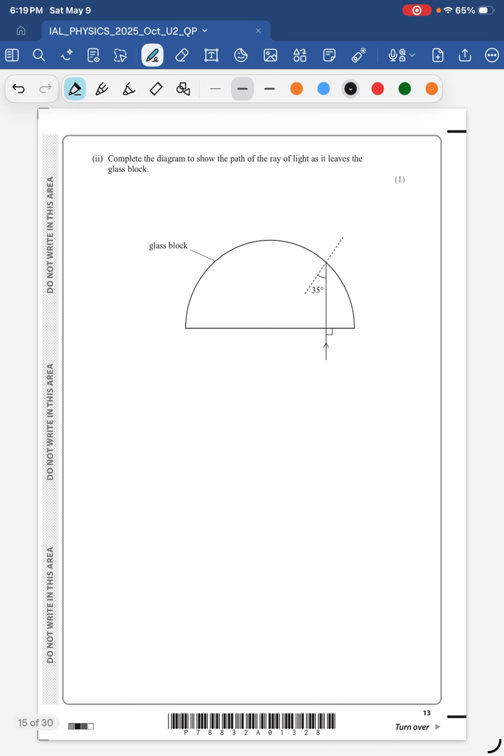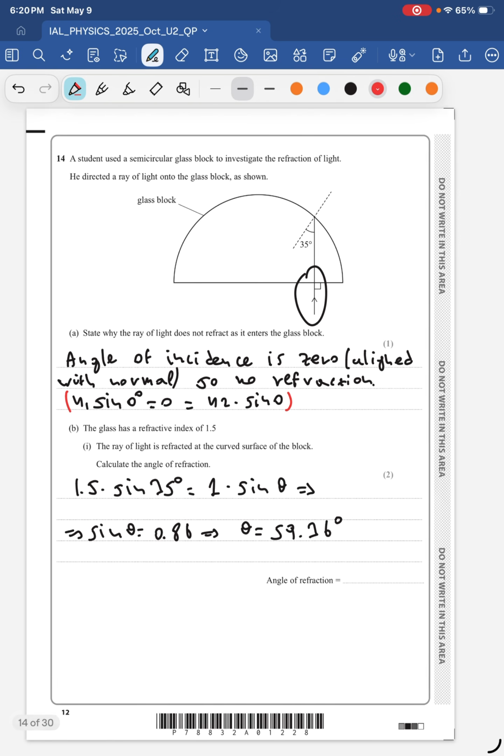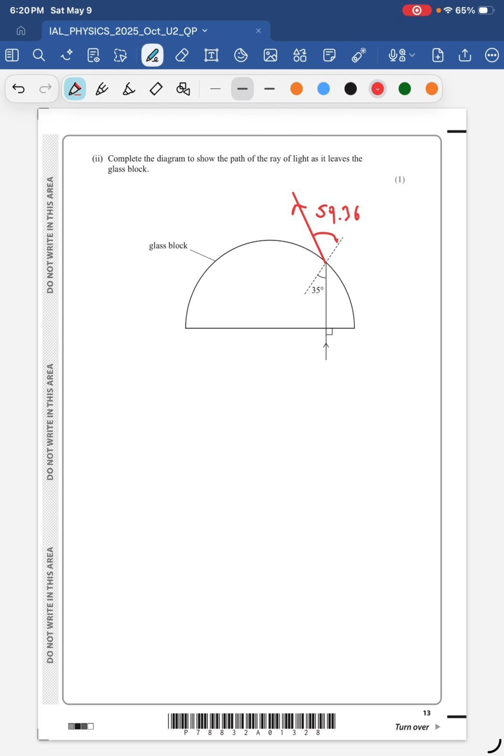Let's move on. Part 2. Complete the diagram to show the path of the ray of light as it leaves the glass block. Let's use red. So it's going to go this way, bending away from the normal. So this will be the ray, and this angle is going to be 59. What did we find? 36, right? Yes, 59.36 degrees. Okay, this was problem 2.